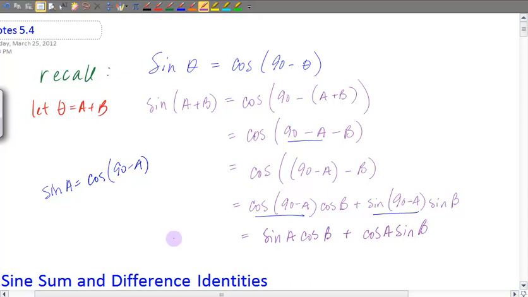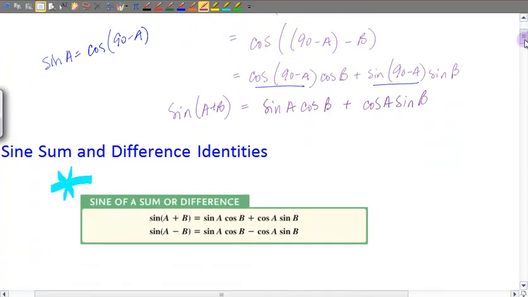Now what I've done basically, and I have to stop there because I can't do anything more, what I've done basically is, using the cofunction identity that we're already familiar with, I derived the sine sum identity. Okay, so that's the algebra behind it. I think it's kind of interesting to look at that.